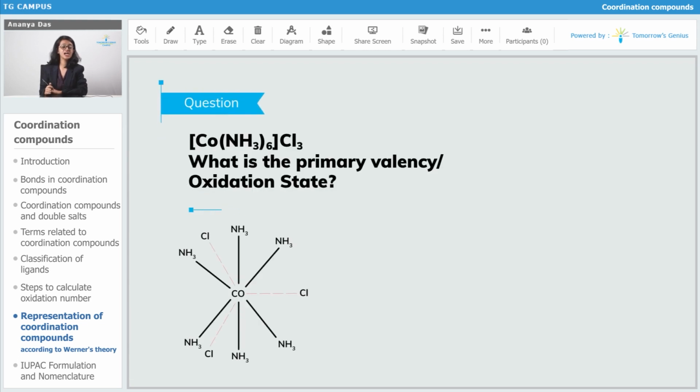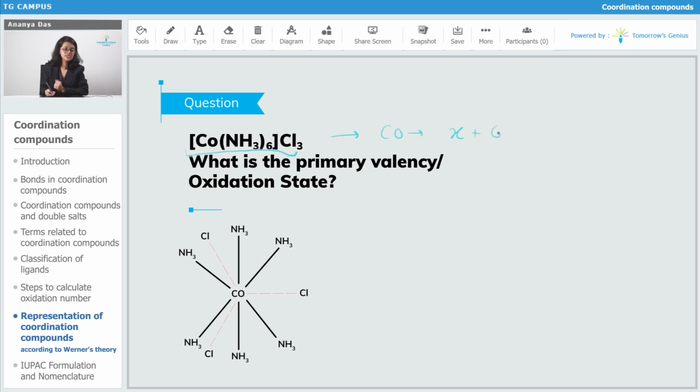Now let's study what the actual representation of Werner's compound is. How Werner said the coordination compounds will be represented. In order to know how the coordination compounds will be represented, you need to first know the primary valency of the coordination compound and the secondary valency. If we talk about this complex, then first of all we find the primary valency. Cobalt will be X. Primary valency is the oxidation state, so find the oxidation state of cobalt.